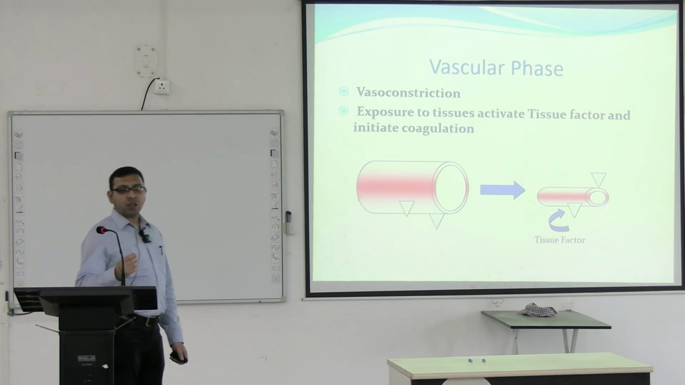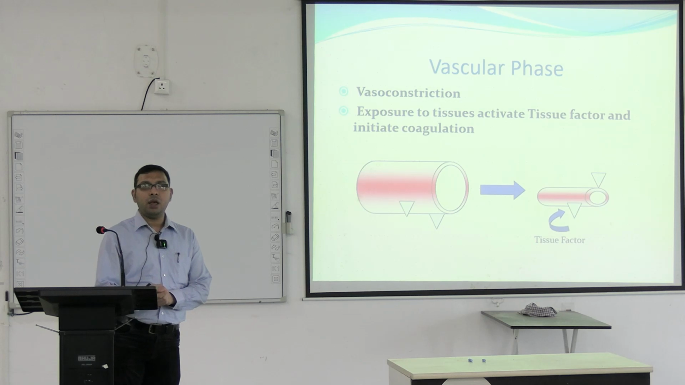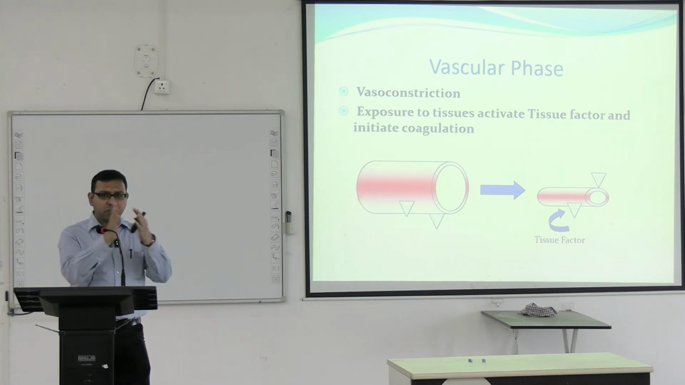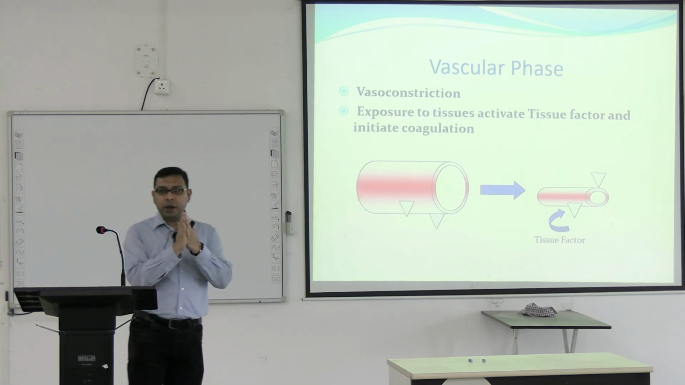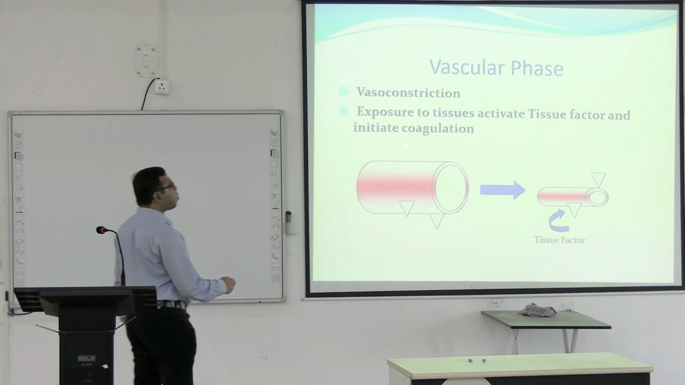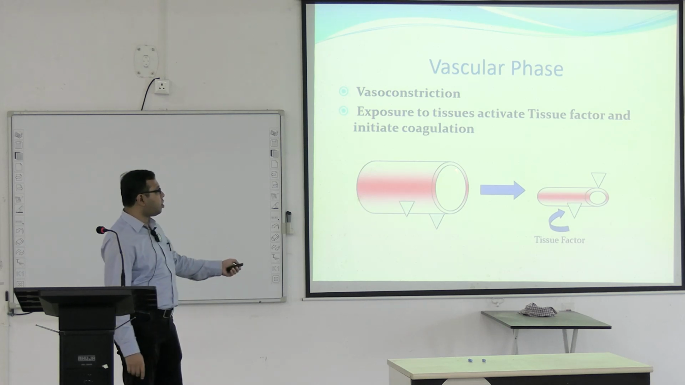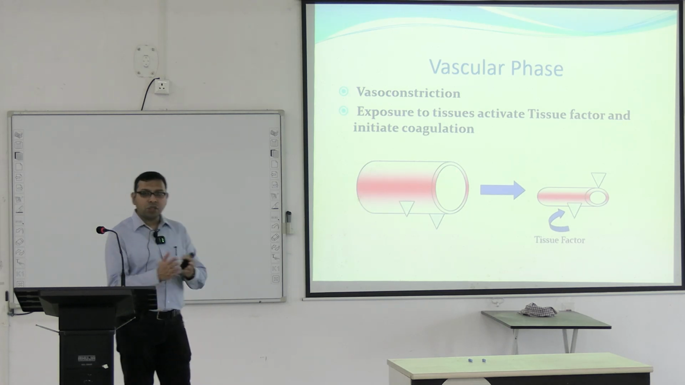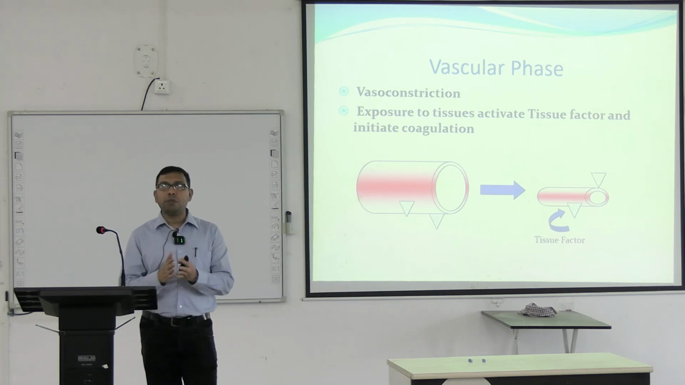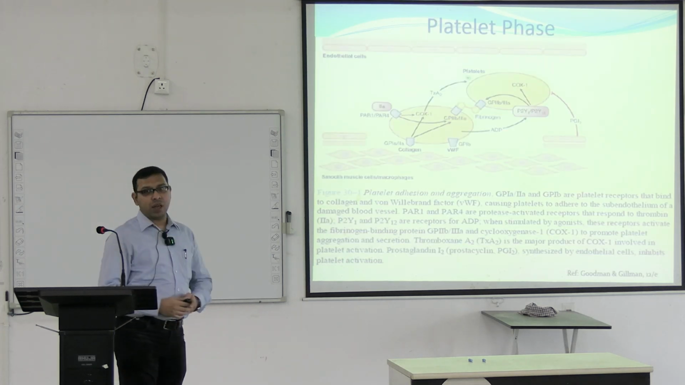Vascular phase is the first. When there is some problem in the vessels, when some bleeding happens, there will be vasoconstriction, so that there will be less bleeding. This is the normal response of our body, vasoconstriction. So exposure of tissues activates the tissue factor and initiates coagulation. You can see this is the normal movement, the vessel will be constricted so that less blood goes outside. Then comes the platelet phase.